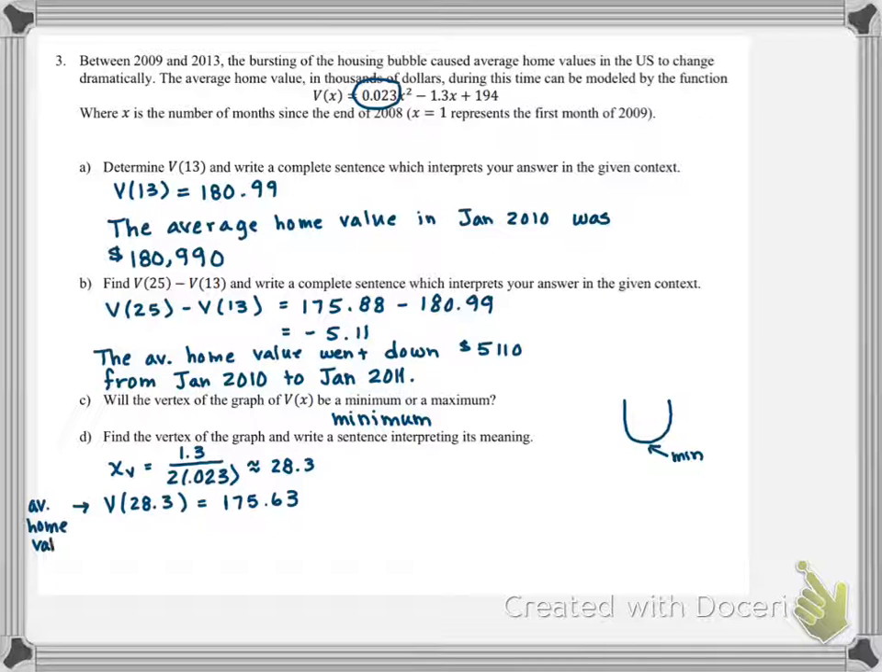So this is an average home value because it's an output, right? But what's special about this specific home value? That's where it's going to be the lowest. Yeah, that's the minimum home value, right? So this is the minimum, and this is when the minimum occurred.